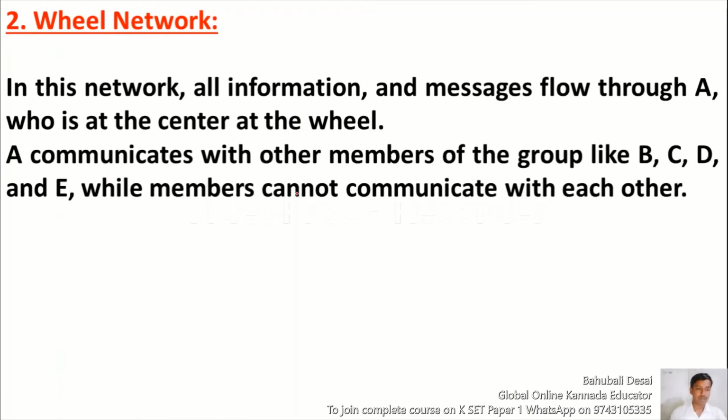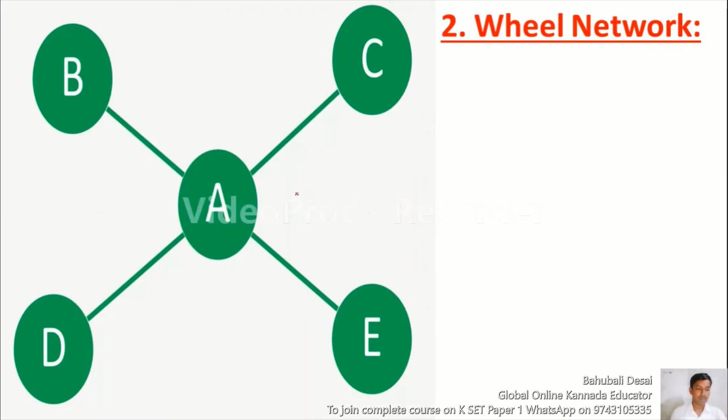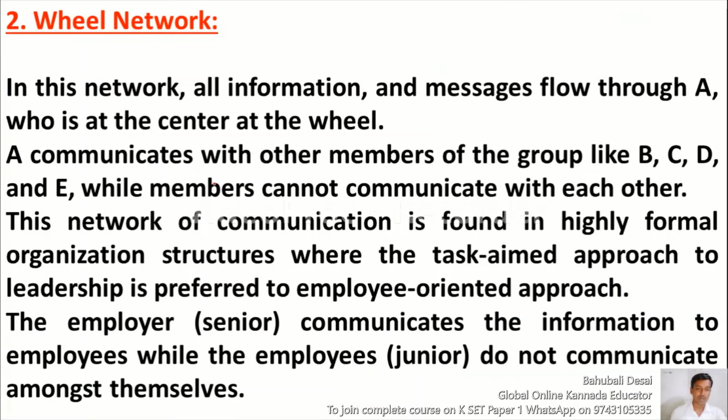So in this, this is wheel network of communication. A, B, C, D and E. There are 5 individuals. A is the central person. Here also the information is flowing from the central person to other group members. In this network, all information and messages flow through A, who is at the center of the wheel.